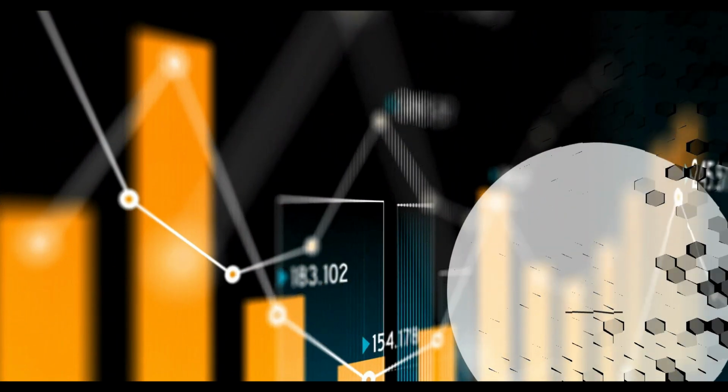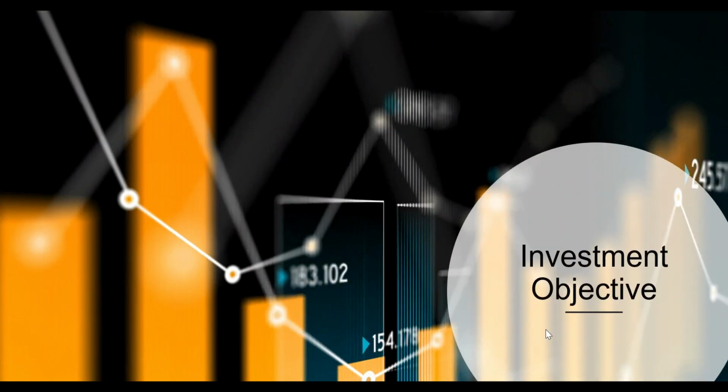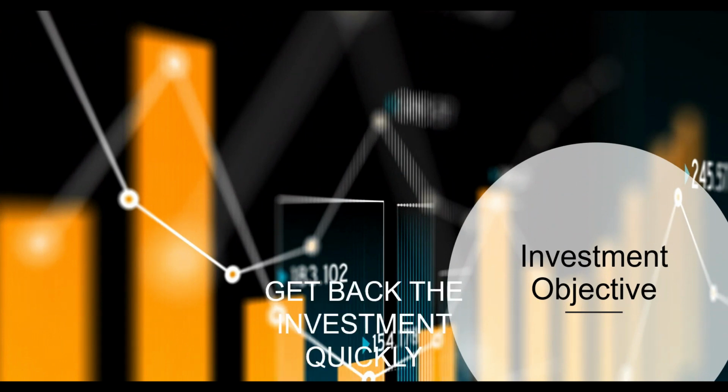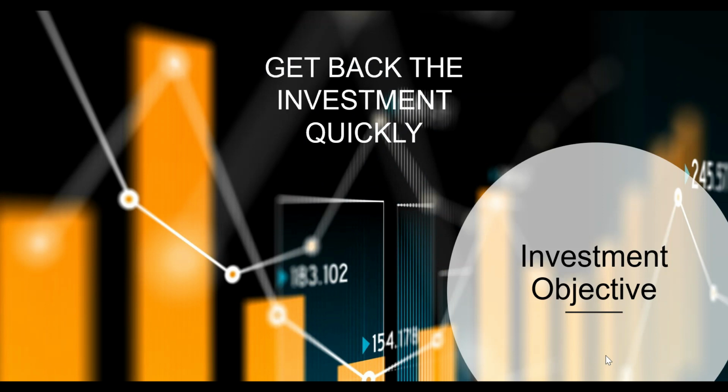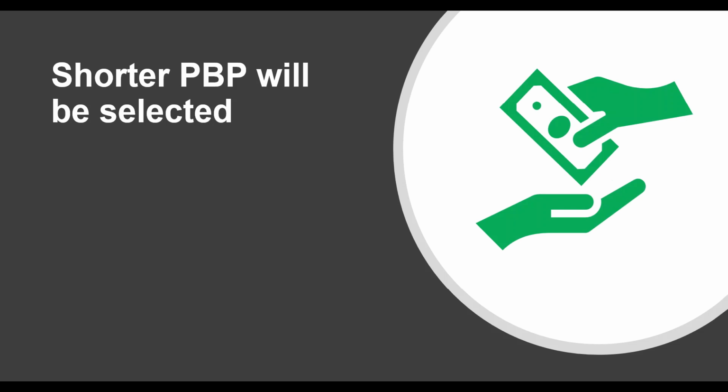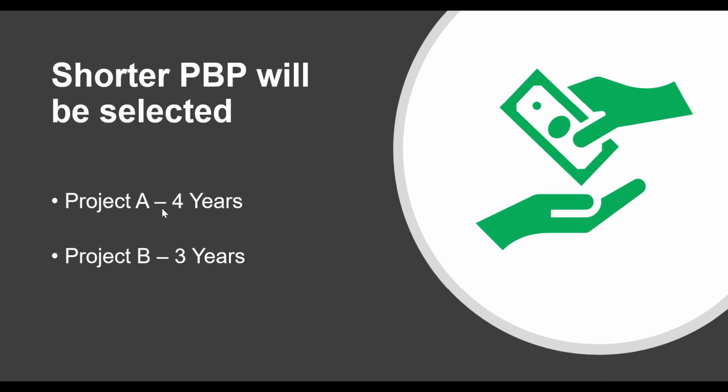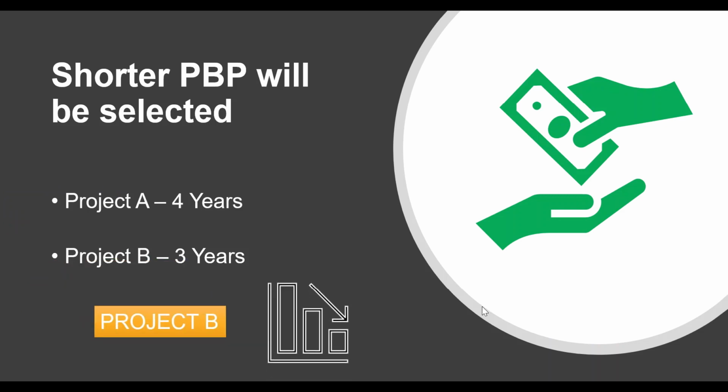Normally, what is the investor's objective? Their objective is to get back their investment quickly, as soon as possible. Therefore the project which has the shortest payback period will be selected. So what is the criteria? In order to select out of two projects, the decision will be made based on the shortest payback period. So the decision is to accept the project which has the shortest payback period. So this is the criteria.